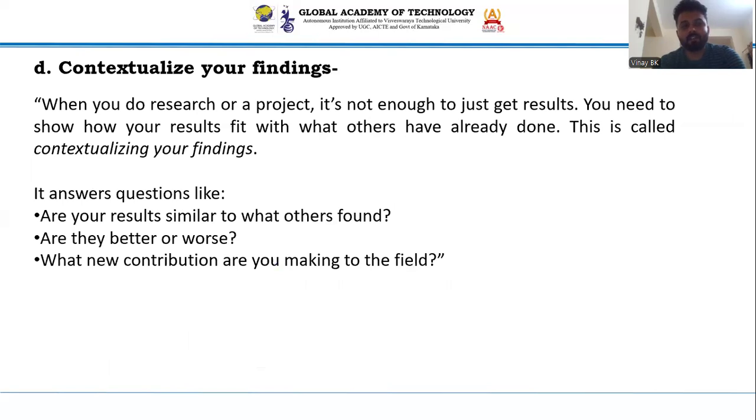And the last one is to contextualize your findings. When you do a research or a project, it's not enough to just get results. You need to show how your results fit with what others have already done. This is called contextualizing your findings. It answers questions like, are your results similar to what others found? Are they better or worse? What new contribution are you making to the field? These kinds of questions will give you the contextualized findings.